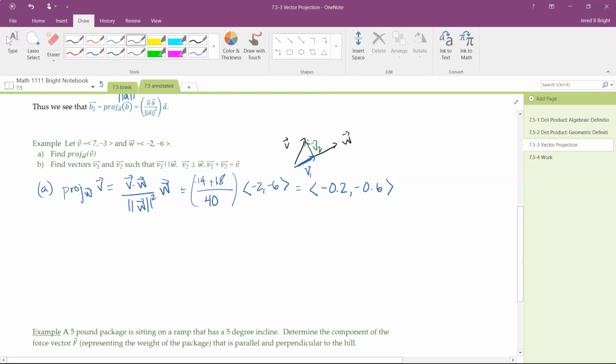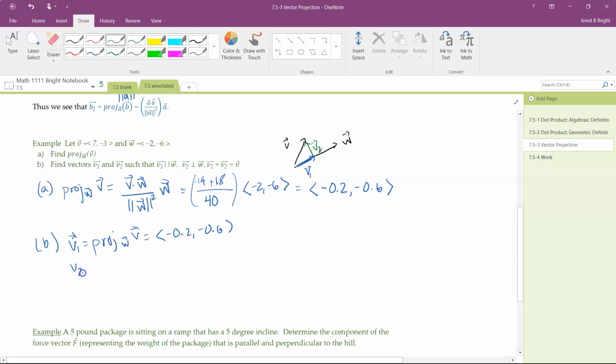Now, technically, we've done some of the work already. In part B, v1, right, if we project v onto w, that projection is just v1. So this is the projection of w onto v1, or onto v, or sorry, v onto w. I read that wrong. So this is just minus 0.2, minus 0.6. Okay.